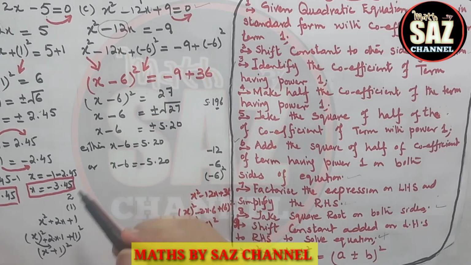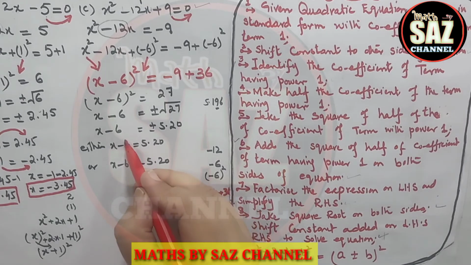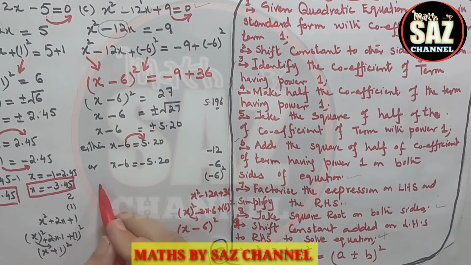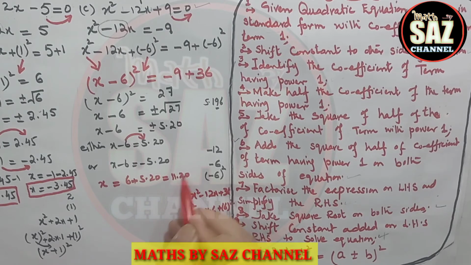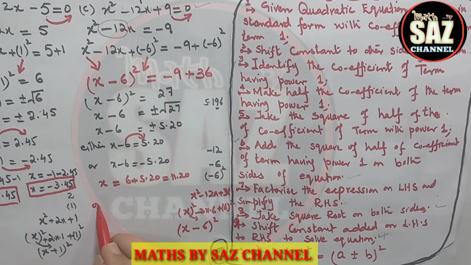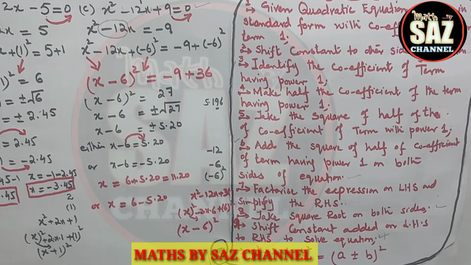From equation 1, I have to shift the constant, that is minus 6, to the other side, and this will take the form x equals 6 plus 5.20, or 11.20. And coming to the second part, x equals 6 minus 5.20, and when I take away 5.20 from 6, my answer will be 0.80.